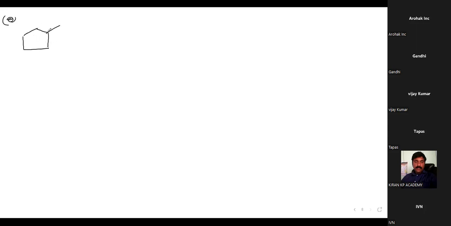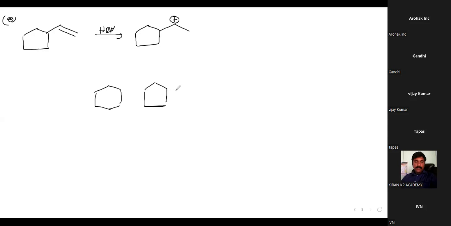This is a 4-membered ring in this case, and we are adding HBr. We know first you have to form a stable carbocation. Let us make the stable carbocation. Till here you might have no issue. Now what happens further? The ring has to open immediately because a 6-membered ring is more stable than a 5-membered ring, then a 3-membered ring.